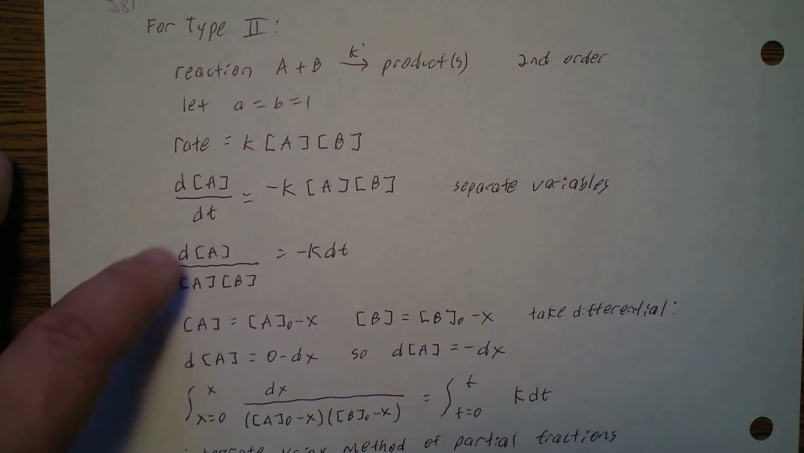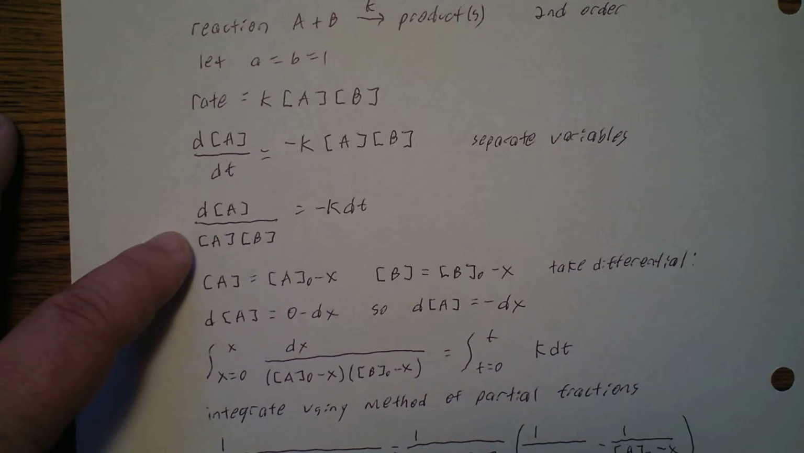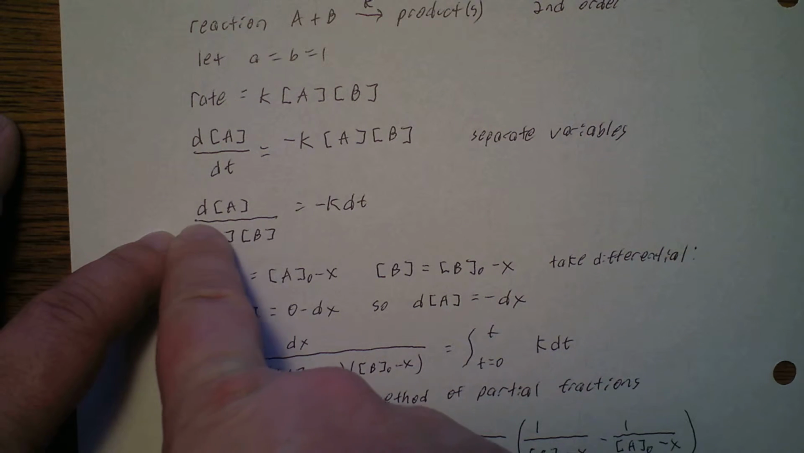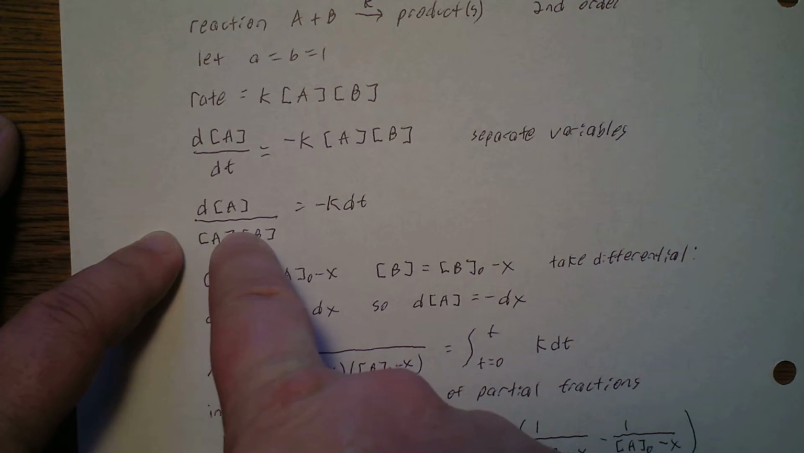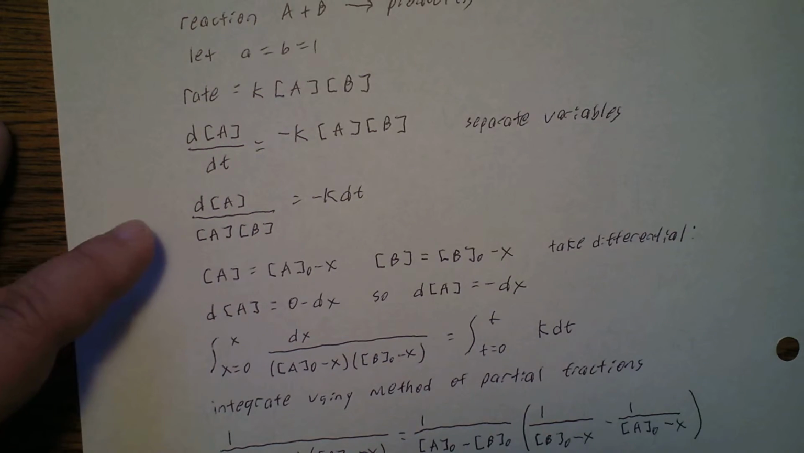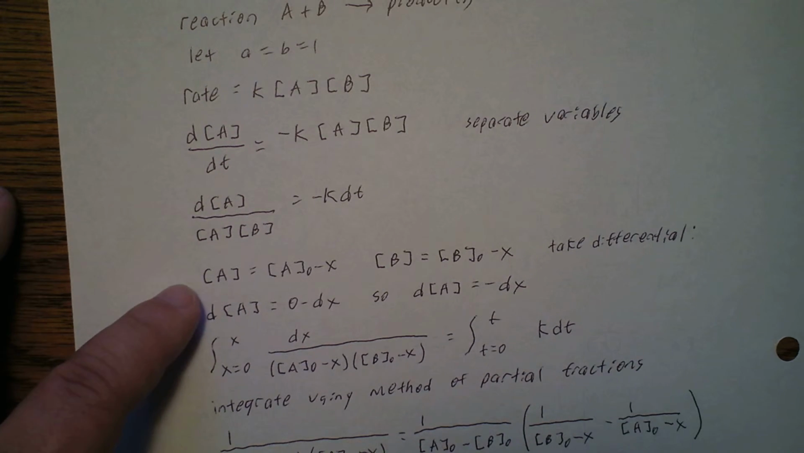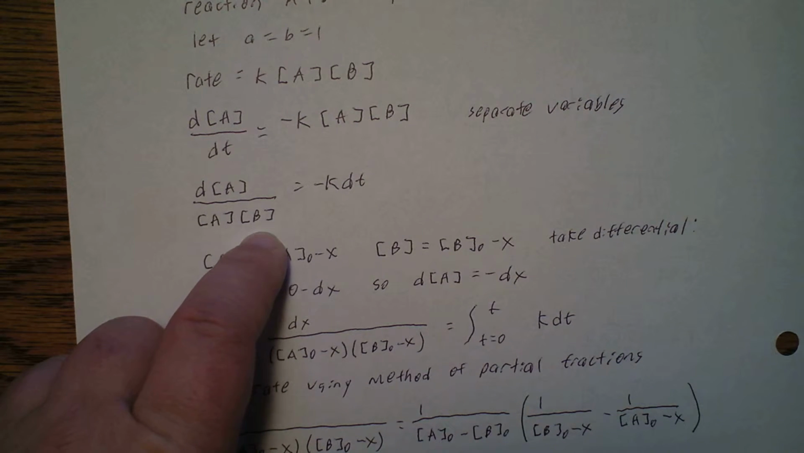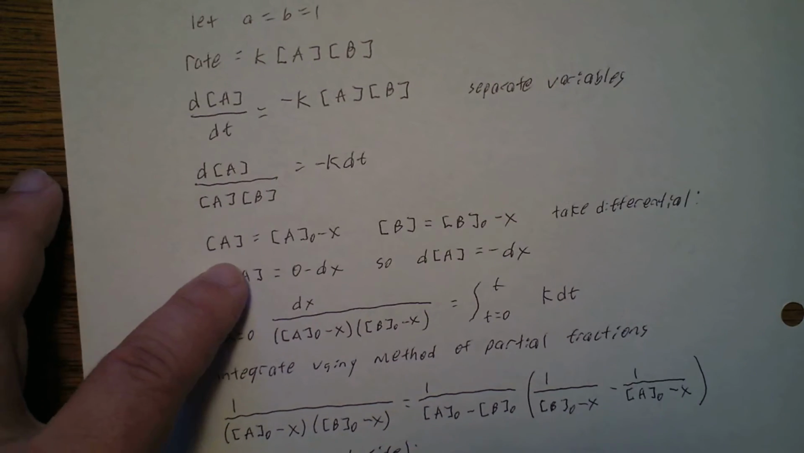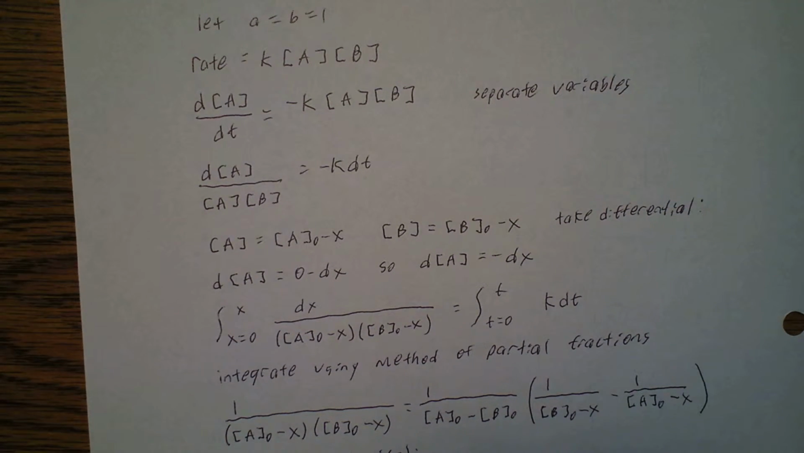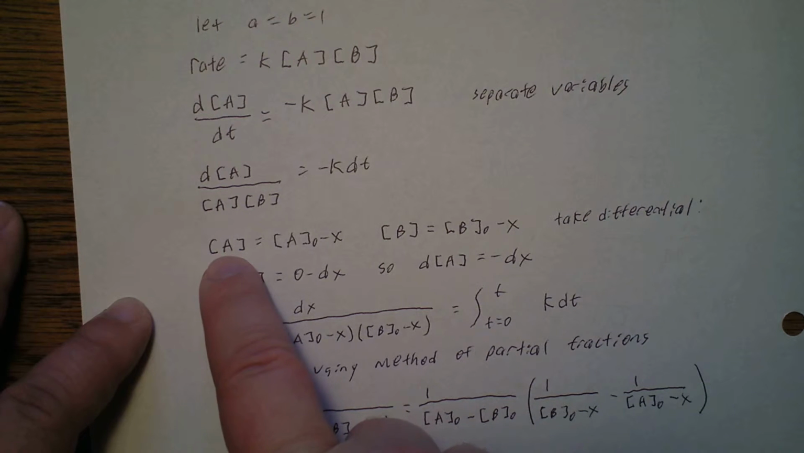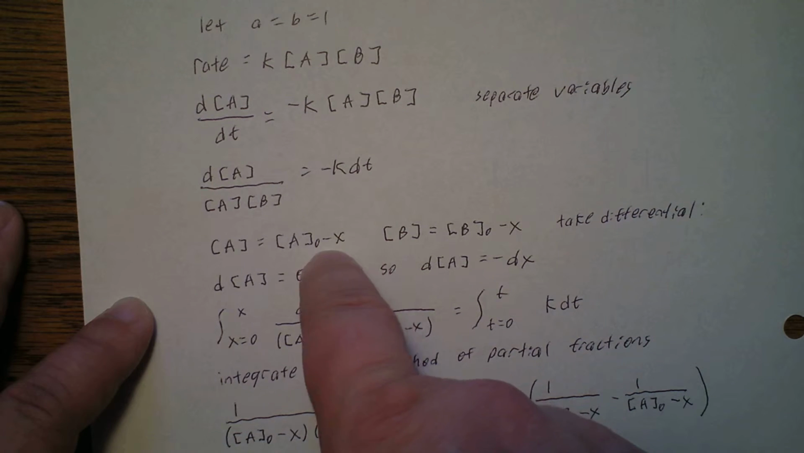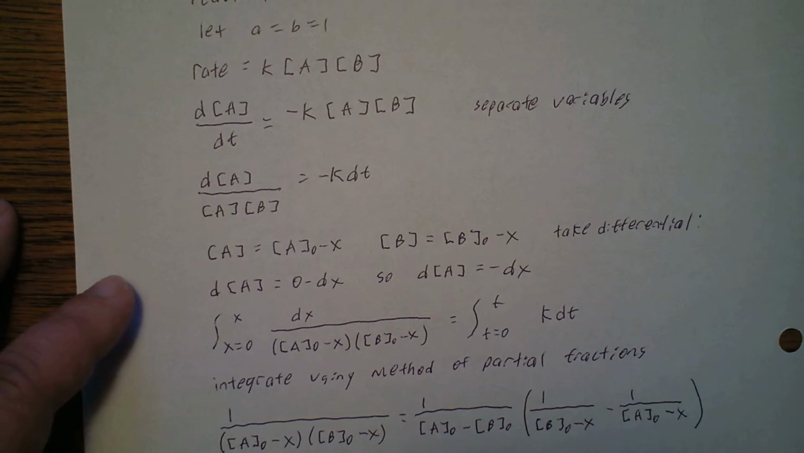We need to separate variables. So we have the differential of the concentration of A divided by the concentration of A divided by the concentration of B is equal to minus Kt. Now remember, this B here is a variable, right? We can't integrate it like this. But we do know there's a relationship between A and B, right? So let's say this. The concentration of A, we'll say, is A naught minus x. So this x is going to be the change in the concentration of A.